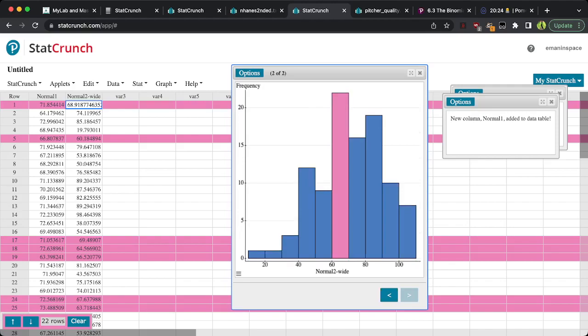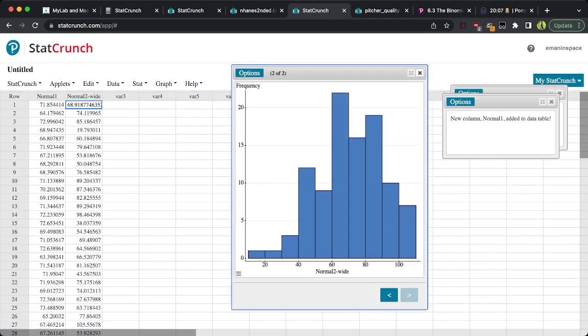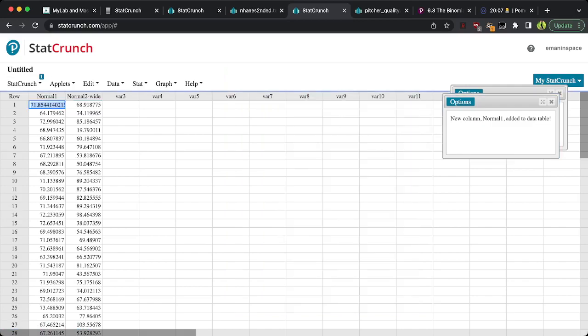You can see that literally the graph has become wider by increasing the standard deviation. You can see it says normal to wide right here. That's the data that was simulated. These are basically heights. If we look at the data, in this first column from normal 1, someone was 71 inches tall, someone was 64 inches tall. Same thing over here. So we changed all of it, and you can see that it literally becomes wider.